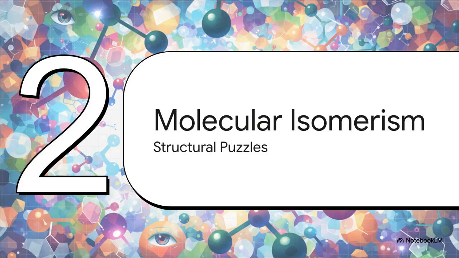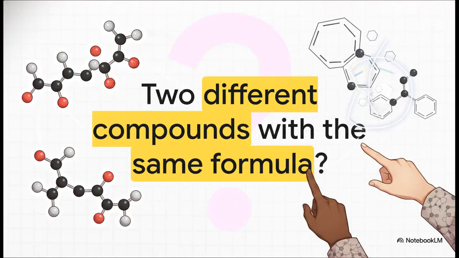Which brings us to Section 5, molecular isomerism. This introduces a seemingly impossible question. If I hand you the exact same number of carbon, hydrogen, and oxygen atoms, shouldn't you always build the exact same molecule? Well, no. Actually, no way. This phenomenon is called isomerism, and it is an absolute cornerstone of understanding organic chemistry.